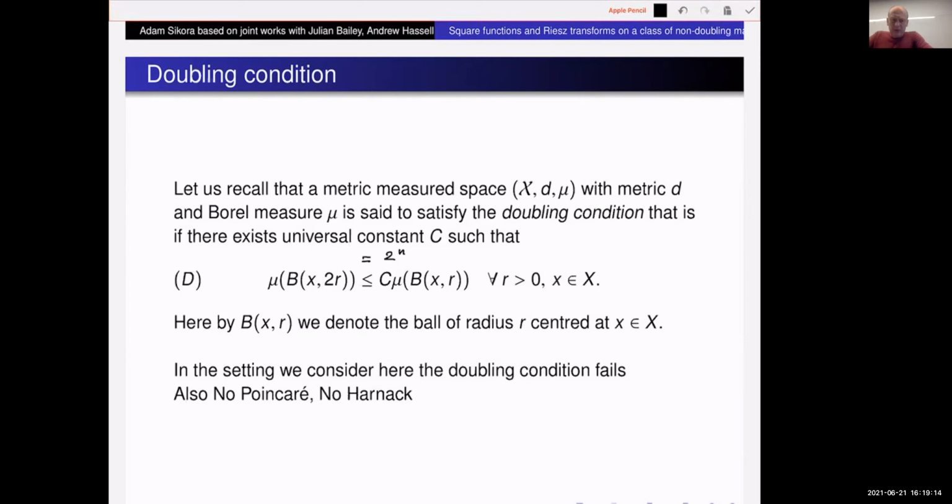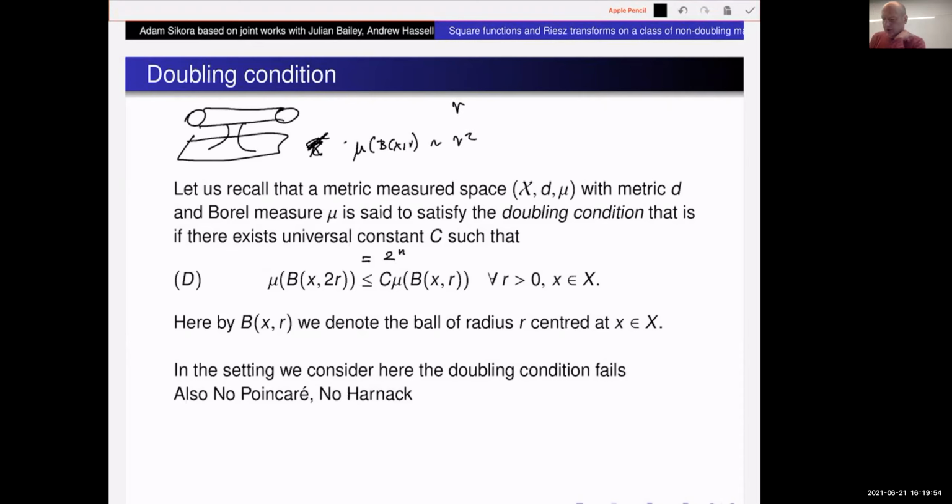But for many other objects, you've got similar estimates with a doubling condition, and essentially this condition fails for manifolds with ends if the ends have different dimensions. So as I said before, if we look at this example of a cylinder connected to a plane, then the volume of the ball, mu of B(x, r), behaves like r squared here, and like r there.